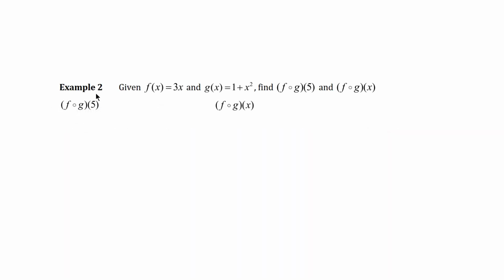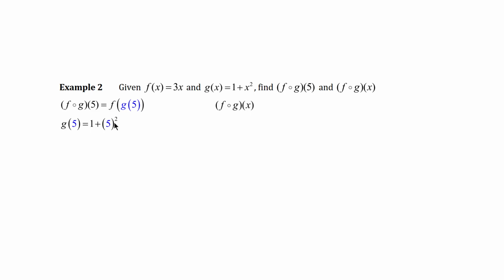For example number 2, given f of x equals 3x and g of x equals 1 plus x squared, find f composed of g of 5 and f composed of g of x. Starting with f composed of g of 5, this is equal to f of g of 5. So what we could do first is find g of 5. We just take 5 and plug it into the function g for x. We get g of 5 is equal to 1 plus 5 squared.